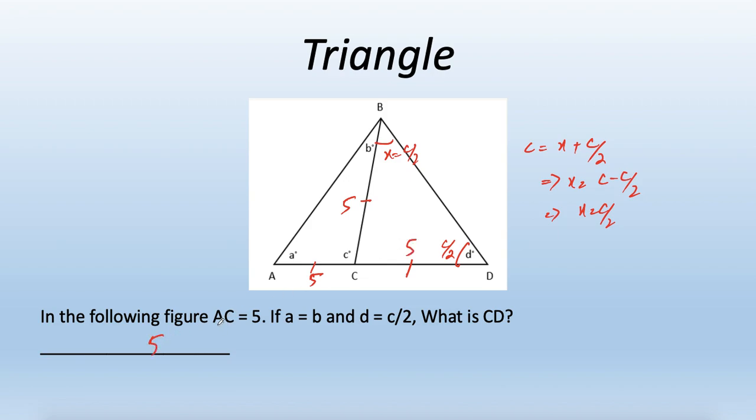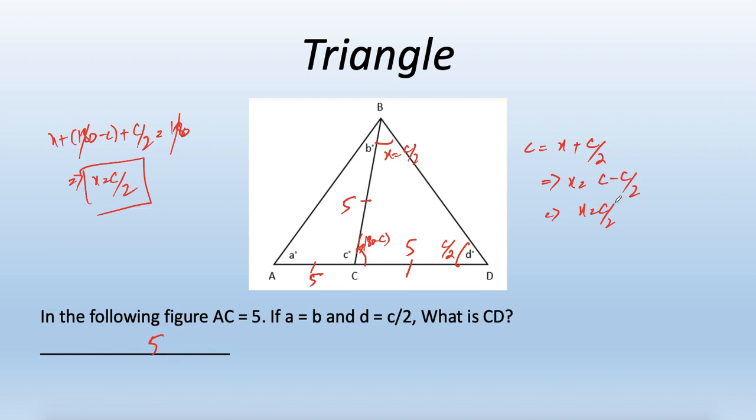Now the other way is that because the sum of angles on a line at C is equal to 180, this will be 180 minus C. So again assume this as, for example, X. So X plus 180 minus C plus C by 2 is equal to 180, because the sum of angles in a triangle is equal to 180. Just cancel this out. That means X will be equal to C by 2.